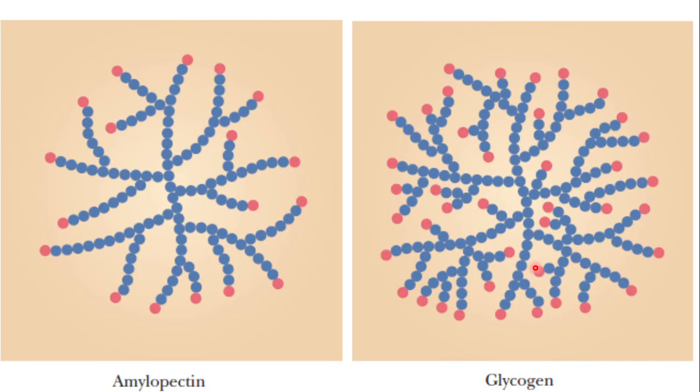This is amylopectin. This is glycogen. You find out and you see where there is more branching. Is it in amylopectin or is it in glycogen?